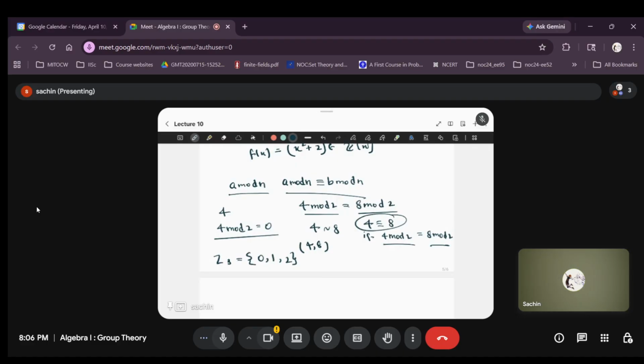But Z mod 3Z is the equivalence classes of 0, 1 and 2. That is, this is the set of all elements that give you remainder 0 when you divide by 3. This is the set of all elements that give you remainder 1. This is the remainder itself. This is the set of all elements that give you this remainder. That's the difference, right? There is a difference, right?